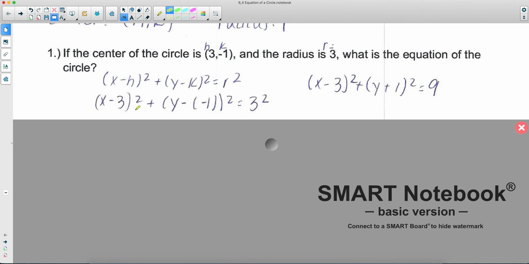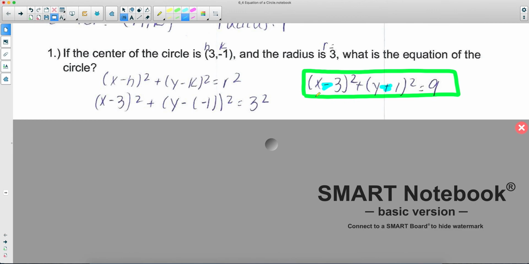So I wrote out my equation. I put in h, I put in k, and I put in r. Now, again, k was a -1, but it's negative k. So it's a plus 1. So our final answer of the equation of the circle is over here. It's x minus 3 squared plus y plus 1 squared equals 9. Notice, and this is huge, this is a positive 3. It's negative 3 here. This is a -1. It's positive 1 in the equation.